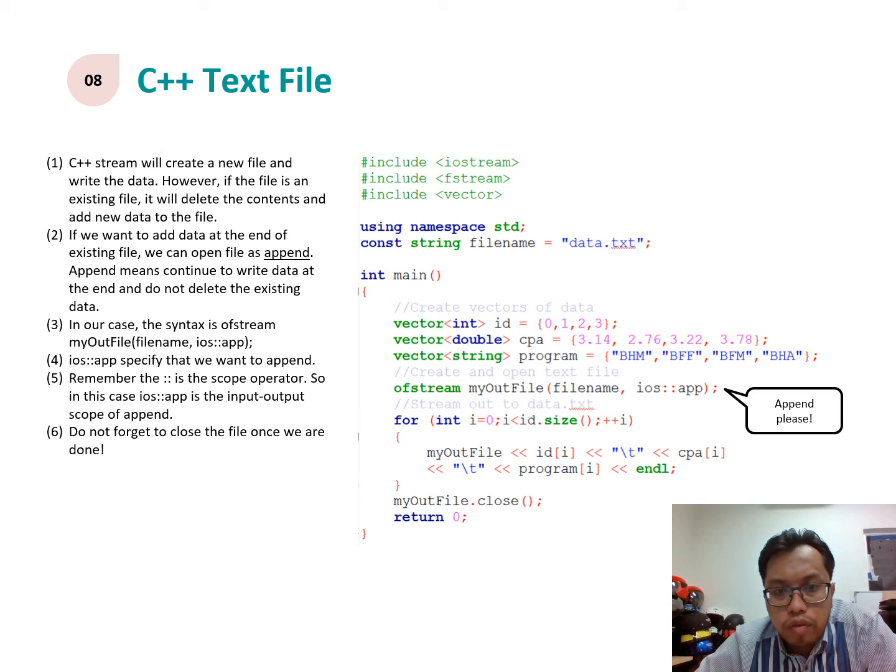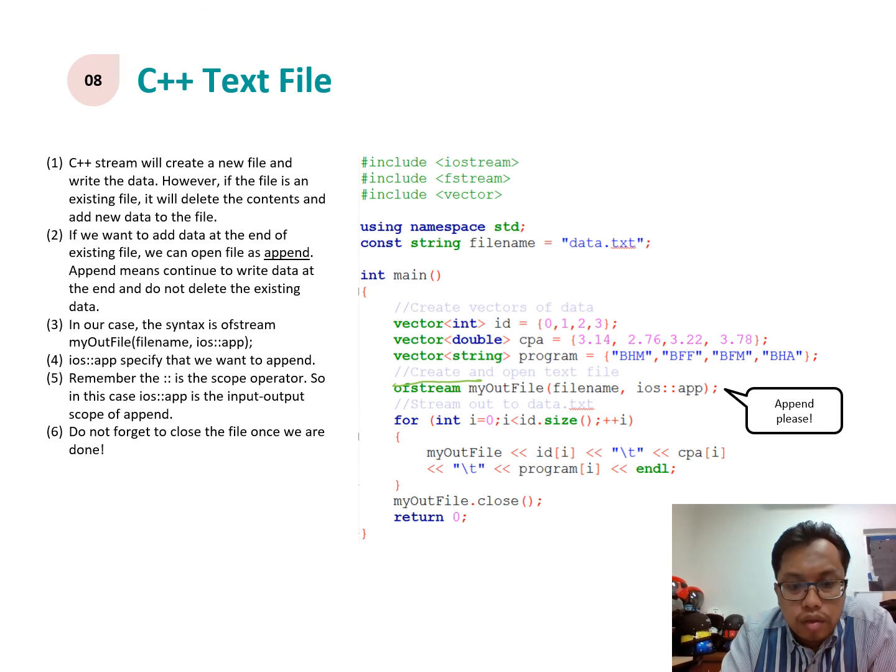Okay, let's say you want to add new text and new data to a C++ text file. If you just open and write the data, it will overwrite the new value, so your old data will be deleted permanently. You don't want that, right? So what you want to do now is append the new value into your existing data in the file.